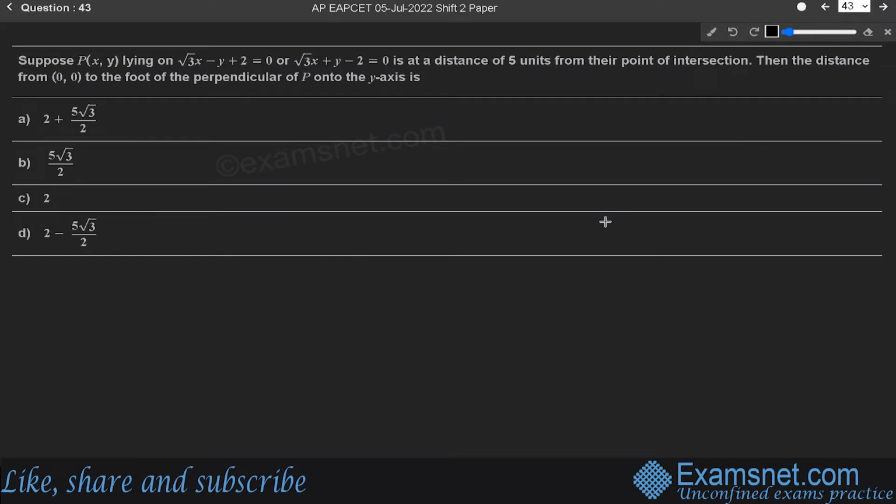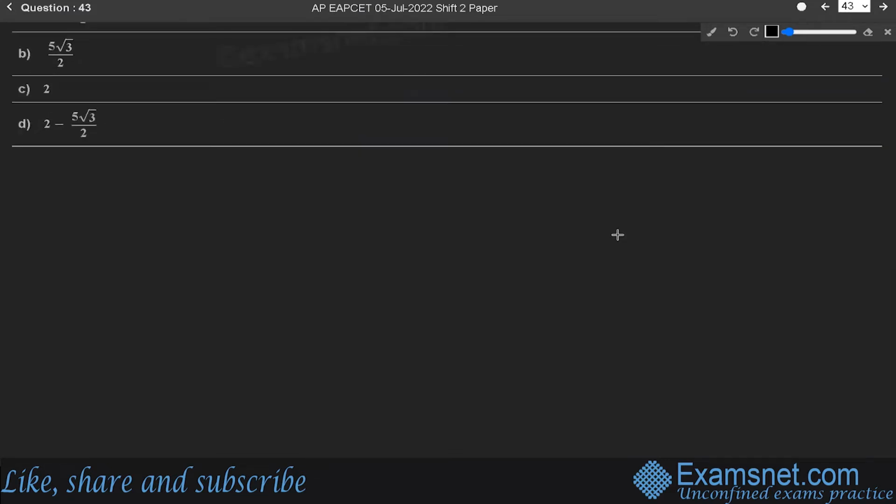Moving on to the next question. Next question is, suppose P of (x, y) lying on root 3x minus y plus 2 is equal to 0, or root 3x plus y minus 2 is equal to 0, is at a distance of 5 units from their point of intersection. Then the distance from (0, 0) to the foot of the perpendicular of P onto the y-axis is. Let us understand this question by a diagram.